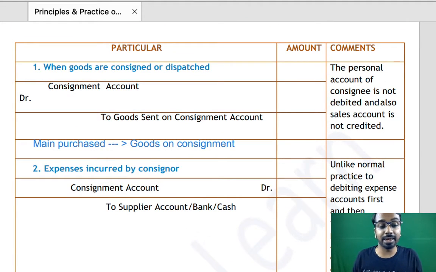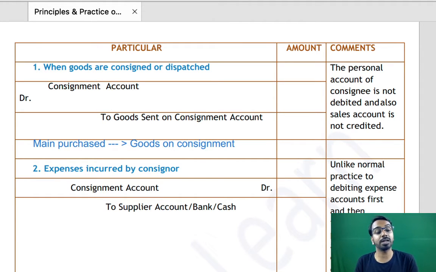Apart from the goods that are sent, the consignor would also incur certain expenses, right? For example, transport, insurance, any other charges. These all are again expenses related to consignment. So like you debit all expenses related to business to trading profit and loss account, here also you will debit all the expenses related to consignment to the consignment account. So consignment account will be debited, and what will you credit? If you are paid by cash, you will credit cash. If you are paid by bank, you will credit bank. If you have done it on credit, you will credit the creditor or the supplier, right?